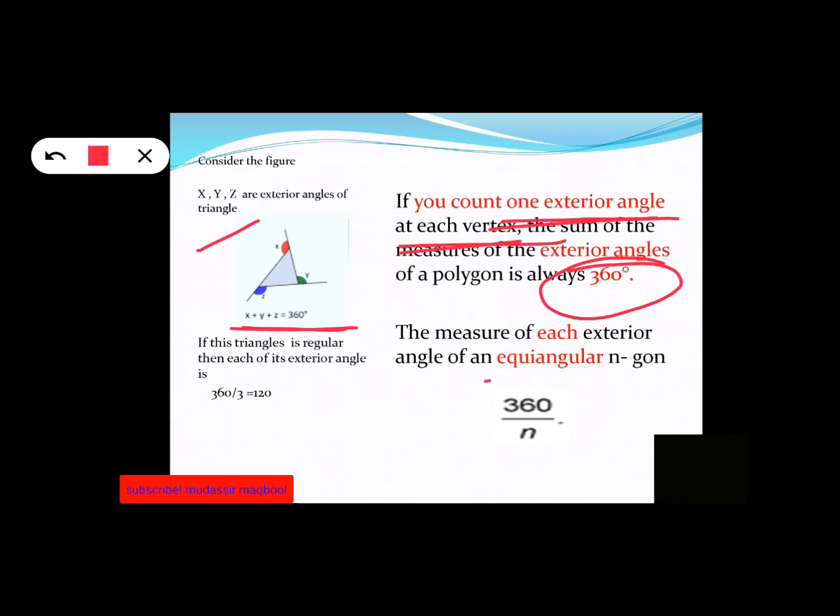And if that polygon is a regular polygon, that is equiangular polygon, then each exterior angle can be calculated by using 360 divided by n. As for this triangle, each angle will be equal to 120 degrees.